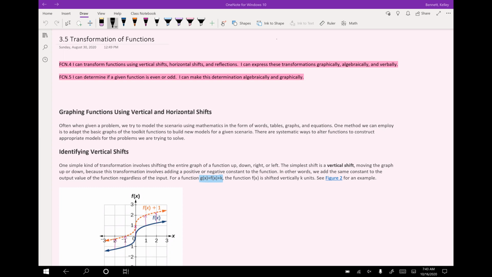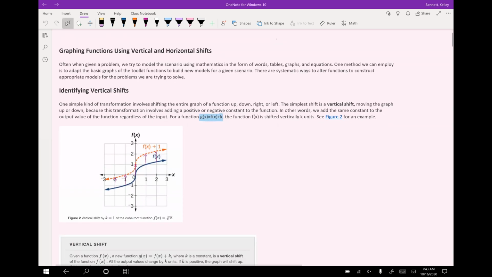So we're going to begin with vertical and horizontal shifts. That's going to be our first task. Then we're going to move into reflections. Then we'll go into even or odd. So starting with vertical and horizontal shifts, let's tackle vertical shifts.